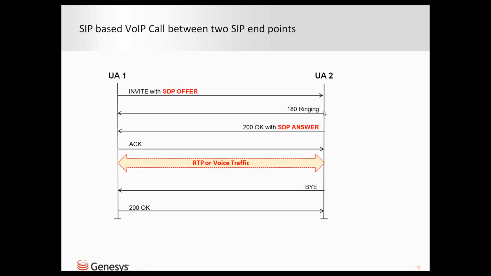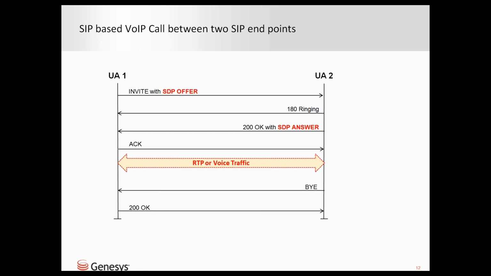Upon receiving this, the phone rings with a 180 Ringing message. Then user agent 2 responds back with 200 OK and the SDP answer. Once the codec negotiation is done, user agent 1 sends an acknowledgement, and then you have the RTP traffic flowing between the endpoints. Either party can terminate the call. They are happy, so with a 200 OK they disconnected the call. That's fine. This is a normal, basic call flow between two SIP endpoints.